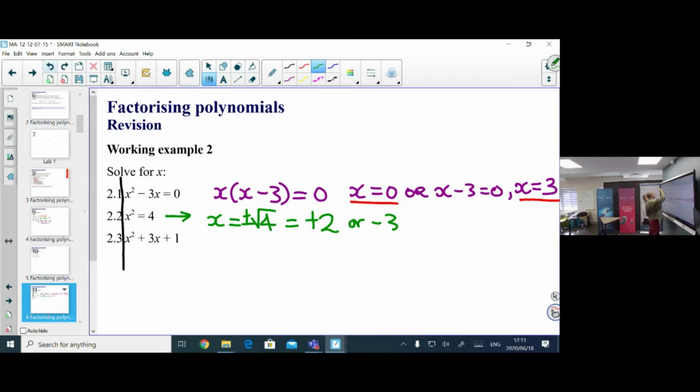So that would be your 2 solutions to the problem. Of course, you could put them on one side and factorize as well. You will get the same answer. Okay. And when it comes to the last one there, let's say it's equals to 0.